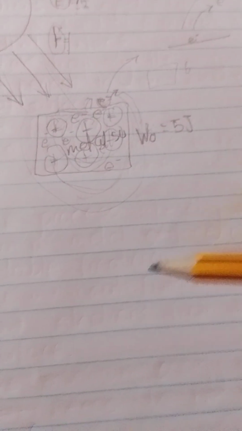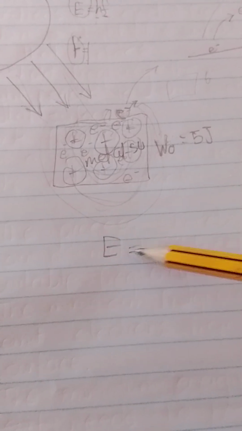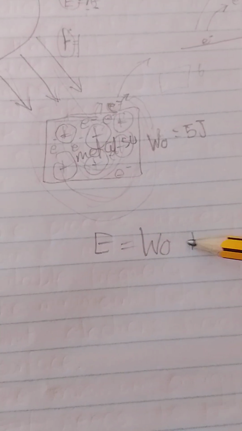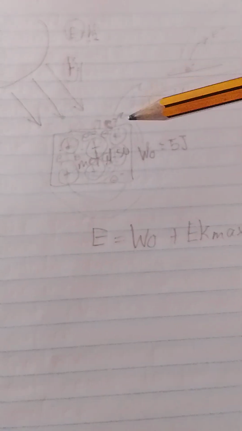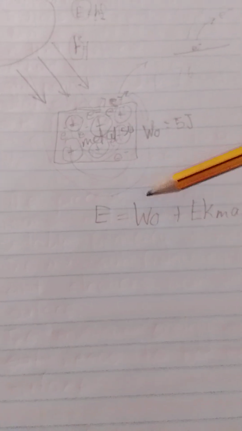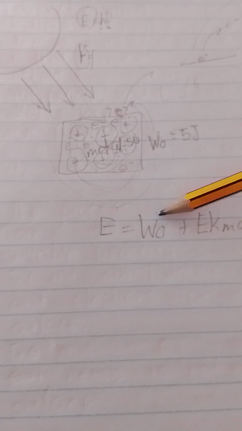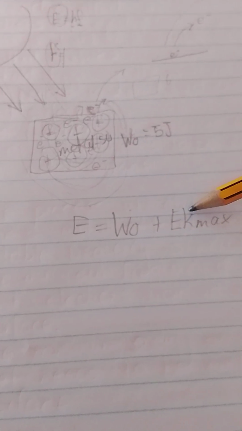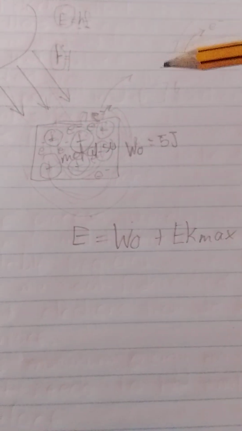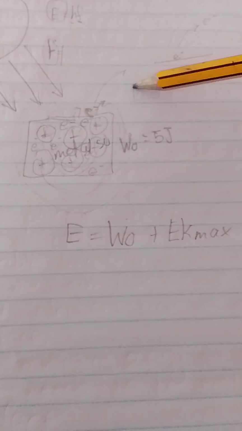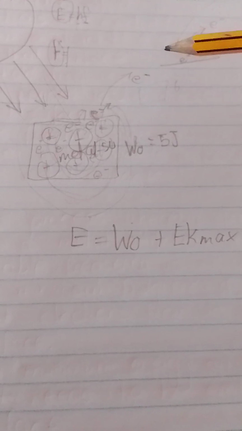Now let's go to our calculations fast. This is the energy of the light. This is the work function, and this is EK max. EK max is the kinetic energy the electron will have after it's been ejected.